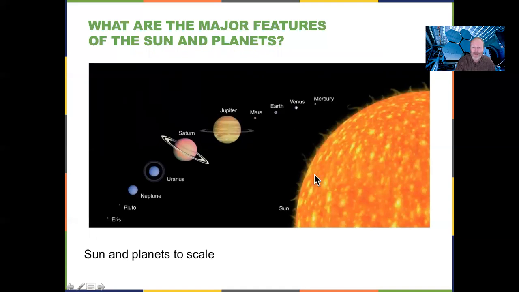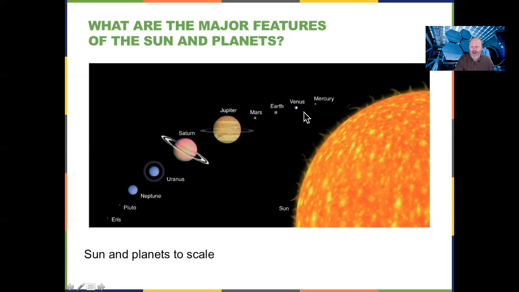You could put all of the planets together and the sun would still be 1,000 times more massive than all of the planets combined. Notice Jupiter here, it's 300 times the size of the Earth, actually closer to 318 times the size of the Earth. It is larger than all the other planets put together. Saturn is about 95 times the size of the Earth in terms of mass. And again, it's larger than all of the other planets combined, except for Jupiter. So these are the massive, massive planets here.